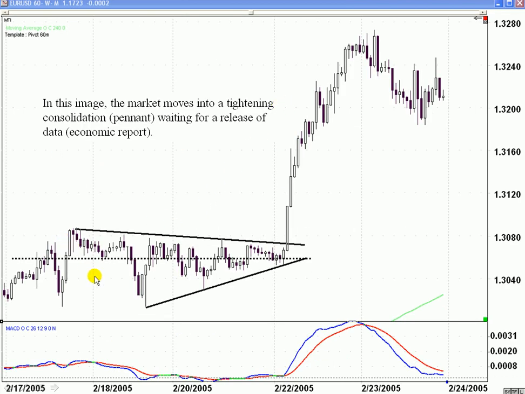Another 60-minute chart. This is an ascending pennant where we see price making higher highs and higher lows over a modestly declining top side of the pennant. Once price breaks out, it moves generously. Often the length of this consolidation can equal the length of the breakout. In this case, we were waiting for the release of an economic report.